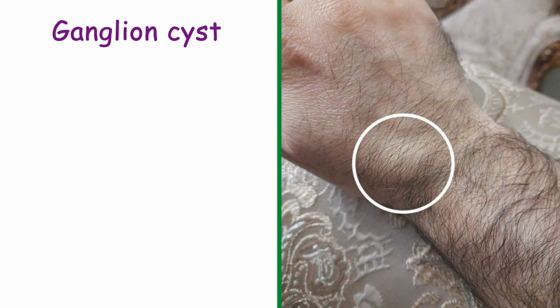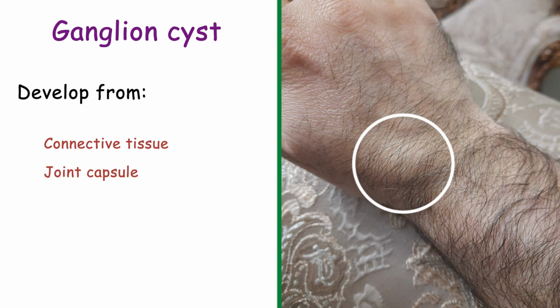A ganglion cyst is a fluid-filled swelling that typically forms near a joint or tendon. They are thought to develop from a protrusion of connective tissue, joint capsule, bursae, or meniscus. This is why they are noncancerous and contain gelatinous fluid.